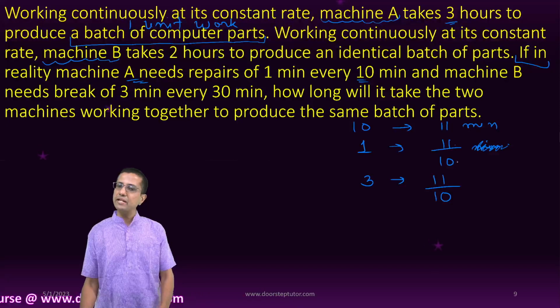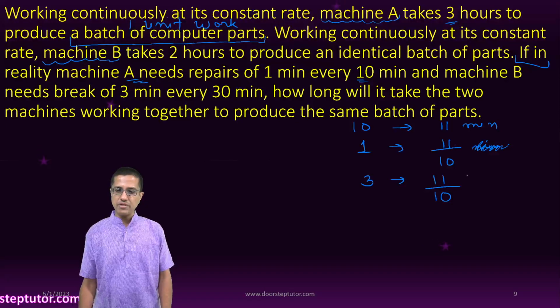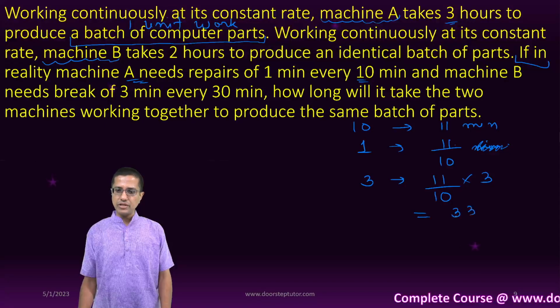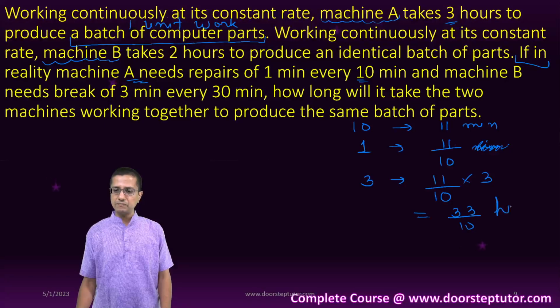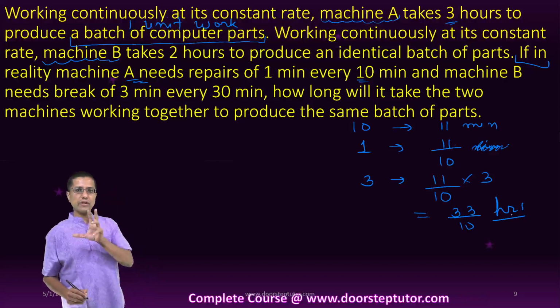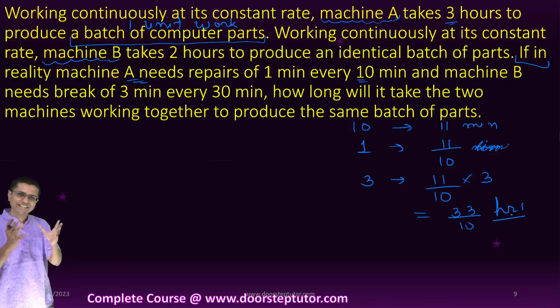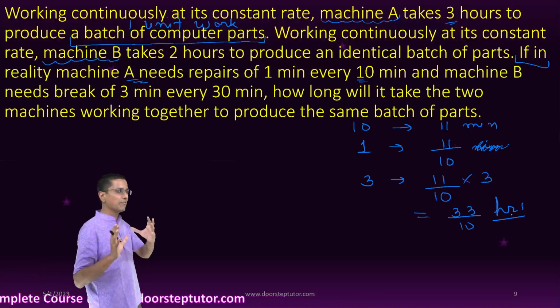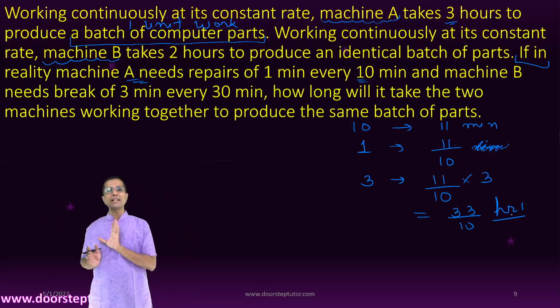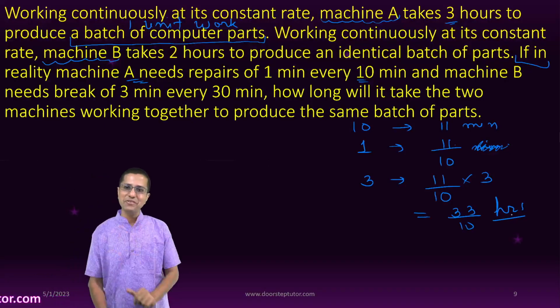There is no minute here. This minute and minute actually cancel, so there is no dimension here. This is just a ratio or a fraction. So 3 hours of work is being done in 11 by 10 into 3, which is equal to 33 by 10 hours. So instead of taking 3 hours, the 1 unit of work is being done in 33 by 10 hours. The same thing is happening with machine B.